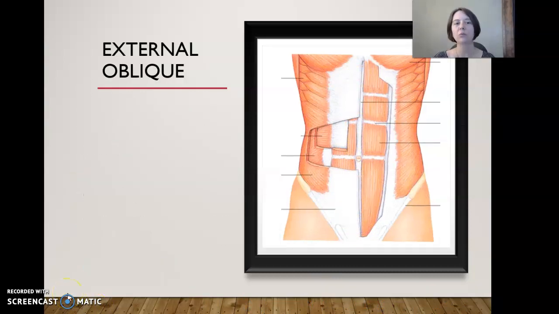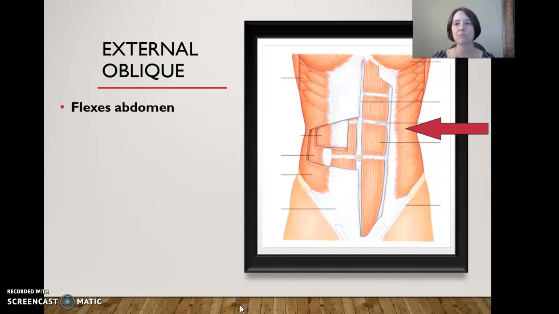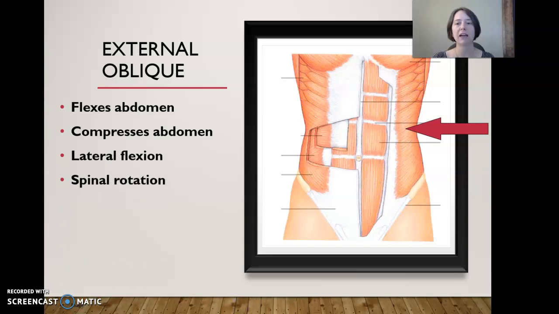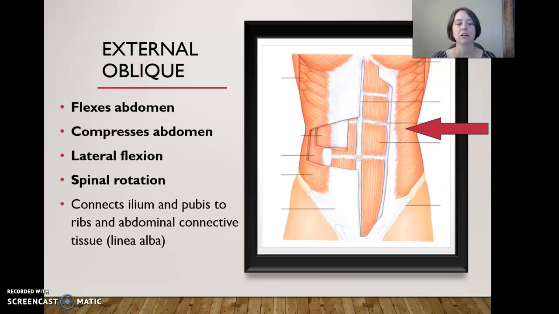Okay, moving laterally, we will go to the external oblique, which is here. And that has more jobs. It also flexes the abdomen, but it also compresses the abdomen, is involved in lateral flexion, spinal rotation. So, it has a lot of things it connects to. The ilium and pubis, to the ribs, and that abdominal connective tissue I talked about, the linea alba. And it is the outermost lateral abdominal muscle.